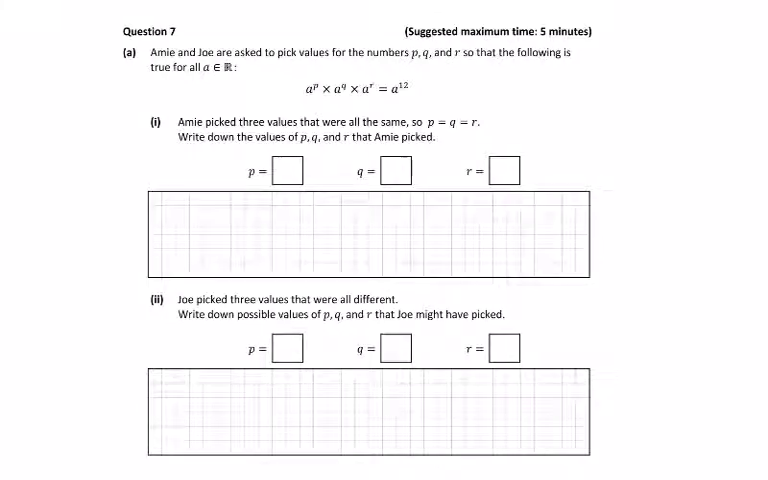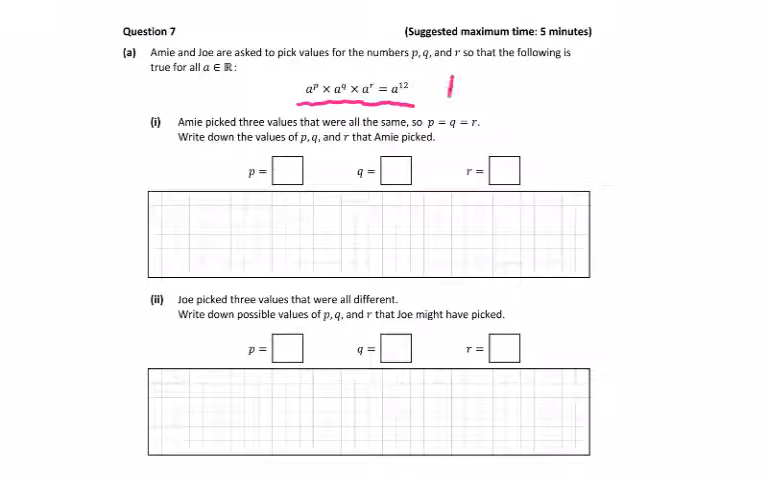In this video, we're going to be looking at algebra expressions. In the first question here, we have a to the power of p, a to the power of q, and a to the power of r. They're all multiplied. And Amy picked three values that were all the same. So we need to know our rules of indices here.